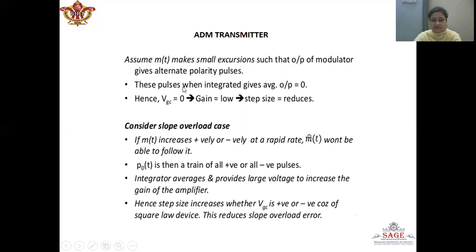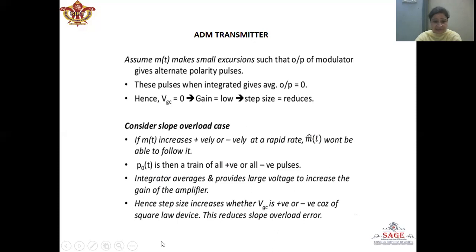Now, in case of granular noise, when the message makes small excursions such that the output of the modulator gives alternate polarity pulses, these pulses, when integrated, give a very small average output. So in this case, the gain of the amplifier reduces and the step size will also reduce. Now, if the message signal increases positively or negatively at a rapid rate, then in case of a delta modulator, the predicted signal will not be able to follow it. p0(t) is then a train of all positive or all negative pulses.